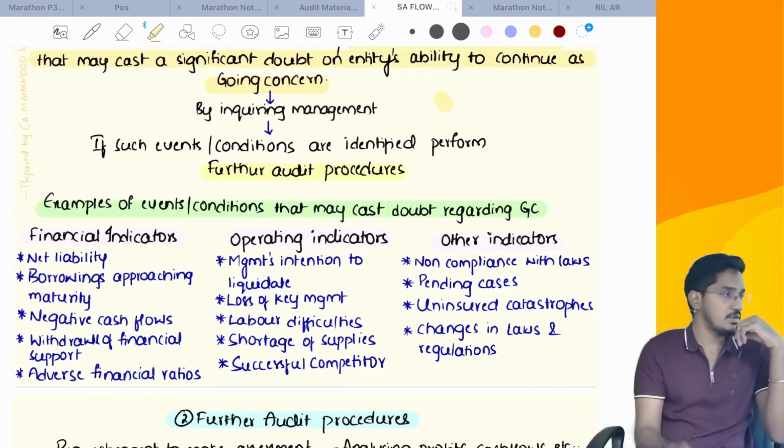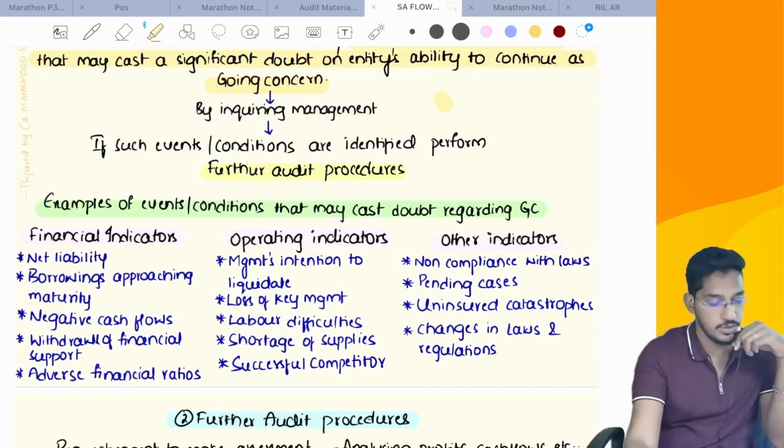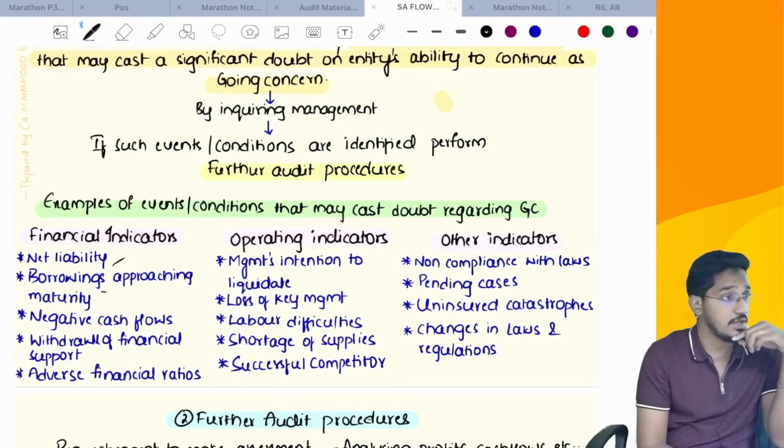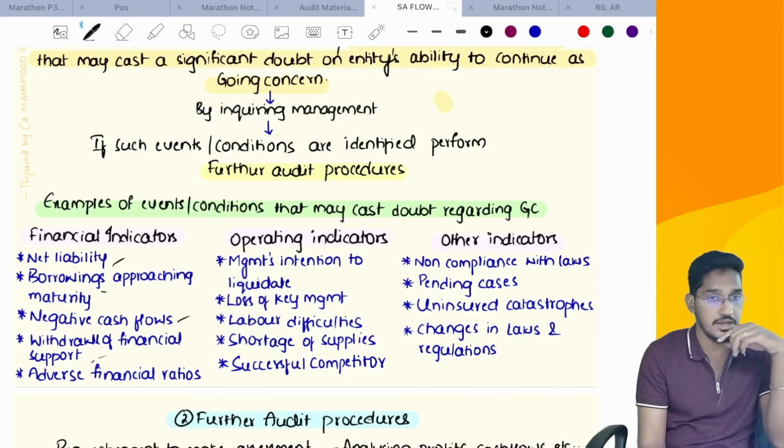A few examples of these indicators are also given here. Examples of the financial indicators: the company is always in a net liability position. Borrowings are approaching maturity, but they don't have any amount to repay those borrowings. Negative cash flows, continuously they are generating negative cash flows. Withdrawal of financial support, your creditors and bankers are withdrawing their financial support, or adverse financial ratios. Bad financial ratios they are having.